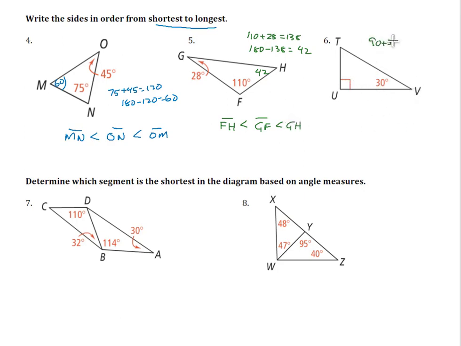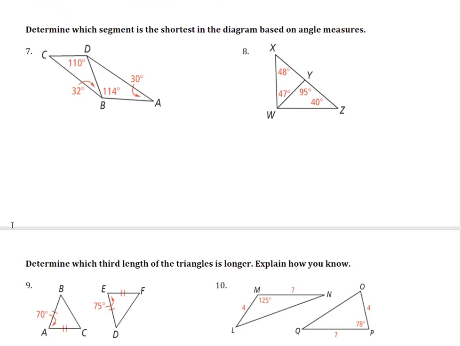We have a 30, 60, 90 triangle here. T is going to be a 60. So in order, the side opposite the 30, TU, is smaller than the side opposite the 60, which is UV, which is smaller than TV, which is opposite the 90.